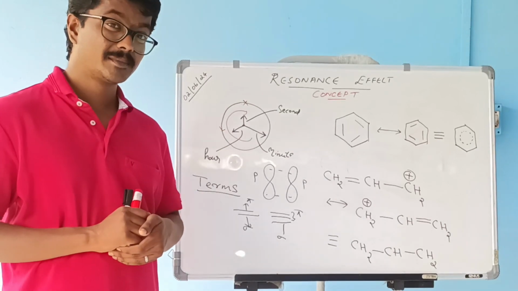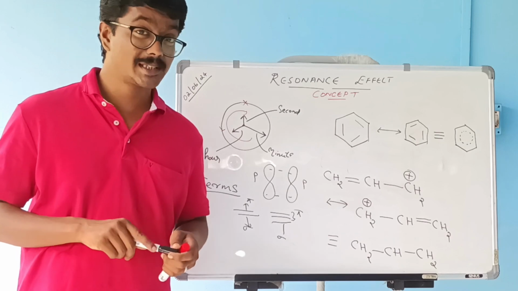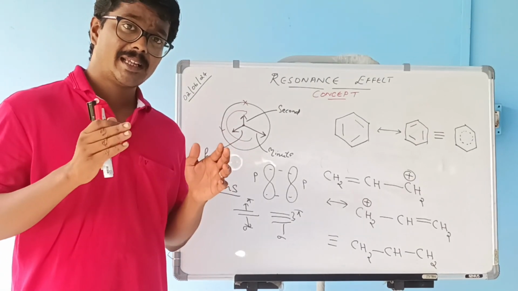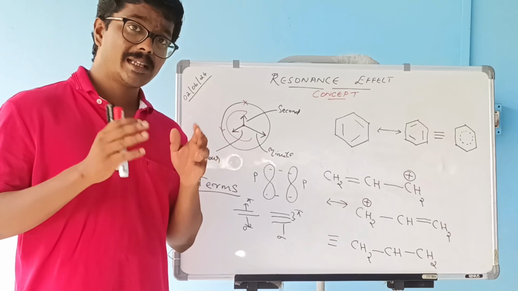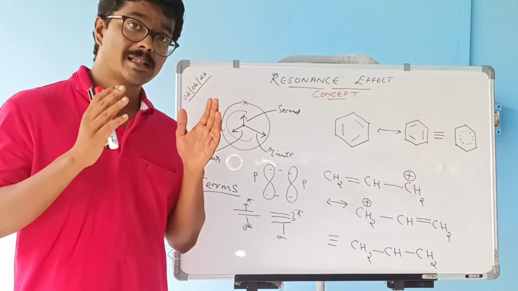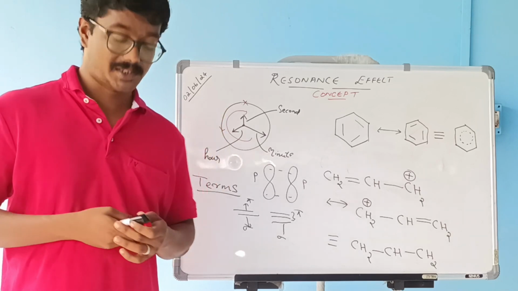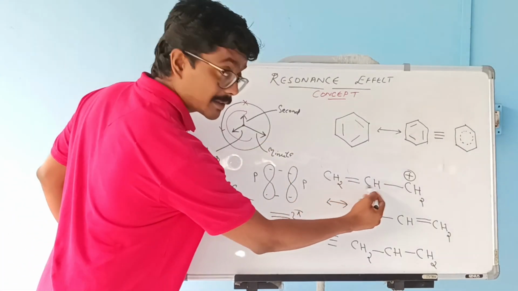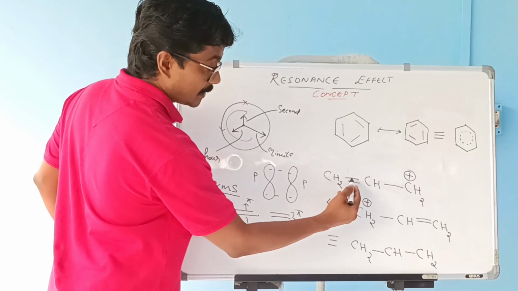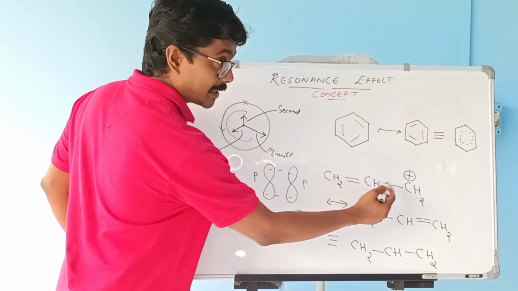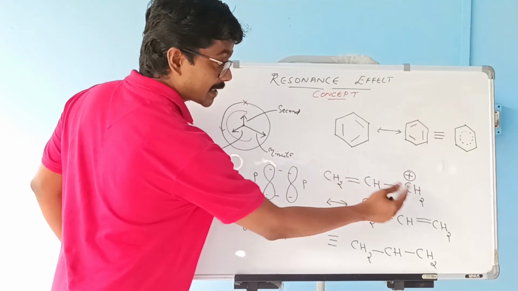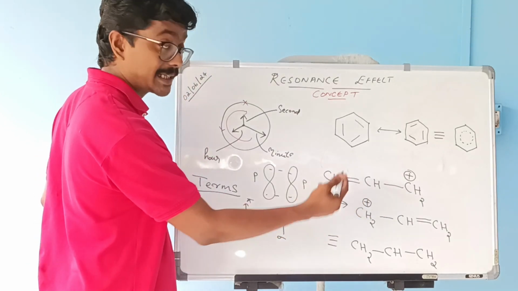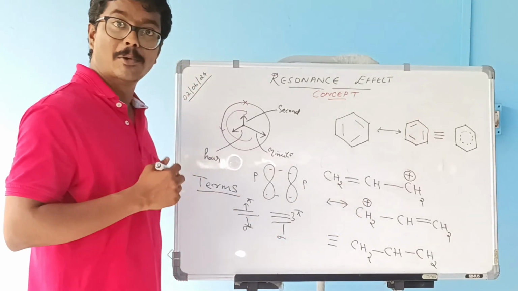The second is conjugated system. What is a conjugated system? A conjugated system is nothing but, in organic chemistry, a compound where single and double bonds are in alternative positions. See, single and double bonds. Let's consider this example. A double bond is there and a single bond is there in alternative position. This organic compound chain is an example of a conjugated system.